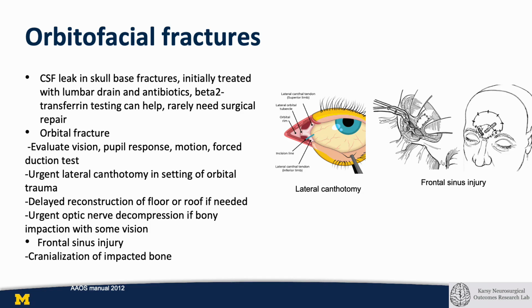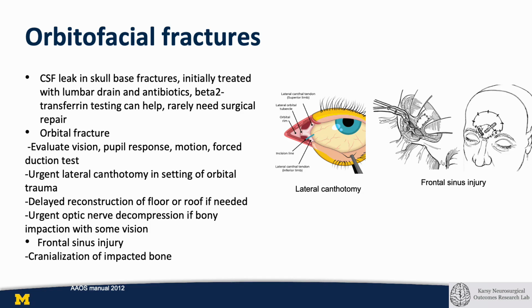In terms of orbital fracture, evaluating the pupil, the vision, and motion are all important. Doing forced duction testing, or if the patient's awake and alert enough, having them move their own eye is really important to look for orbital entrapment. A lateral canthotomy is a procedure that can be used really by any provider. It is an eye-saving procedure, so it is really important to consider if someone has orbital injury and significant pressure on the eye.